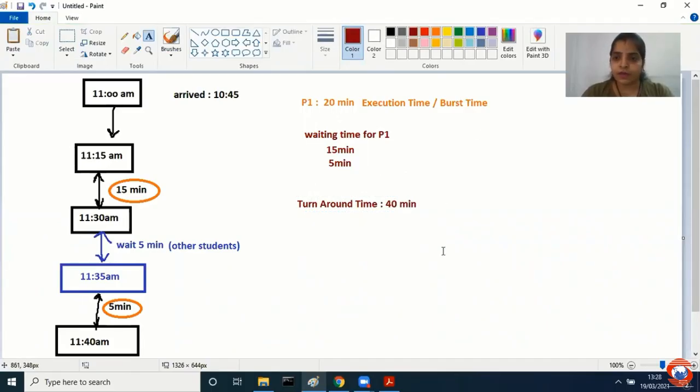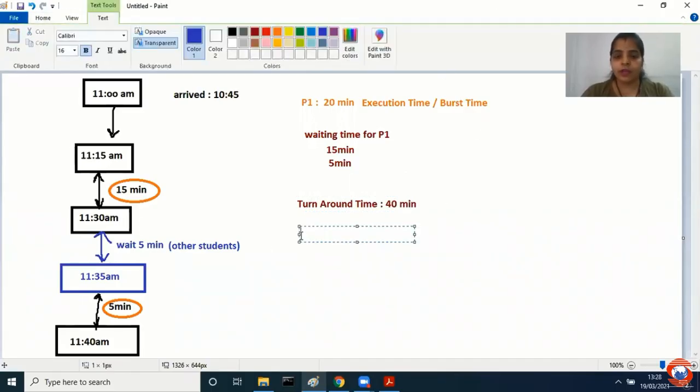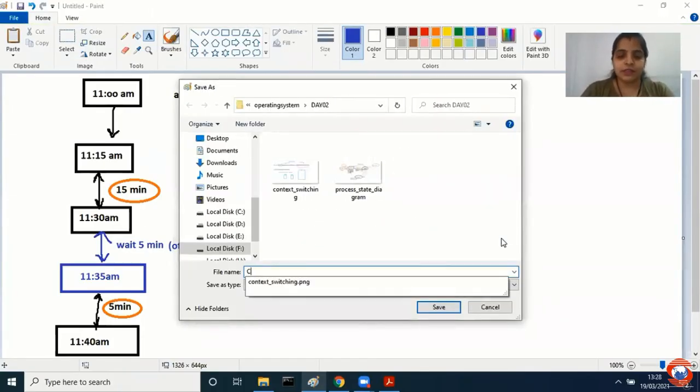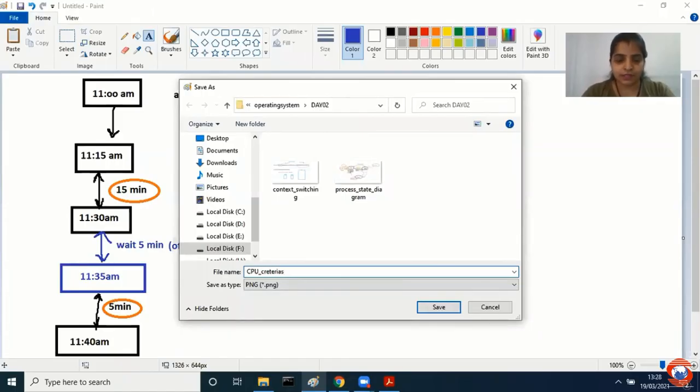Everyone. Right. Now coming to the point called response time. What is response time? Response time means when did it first get CPU control? At what time did it first get it? It got it at 11:15. Means after submission, 15 minutes passed, and that is its response time. Is it okay? If you wish, I will save this. These are CPU criteria, which we call scheduling criteria.